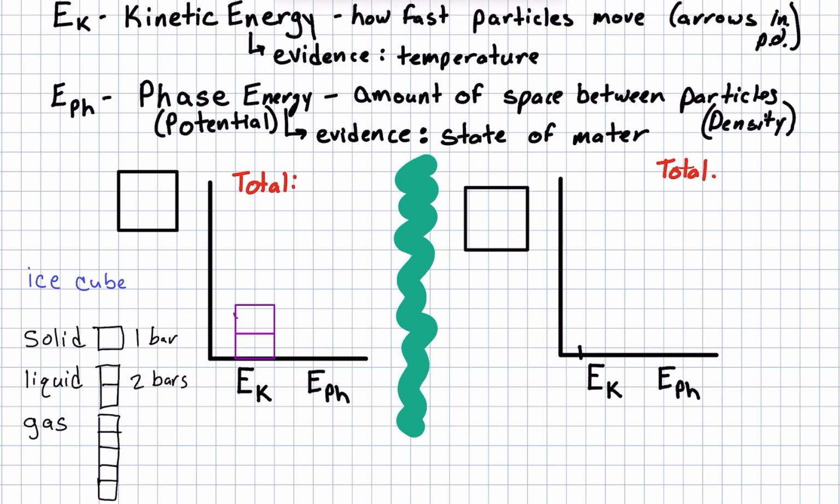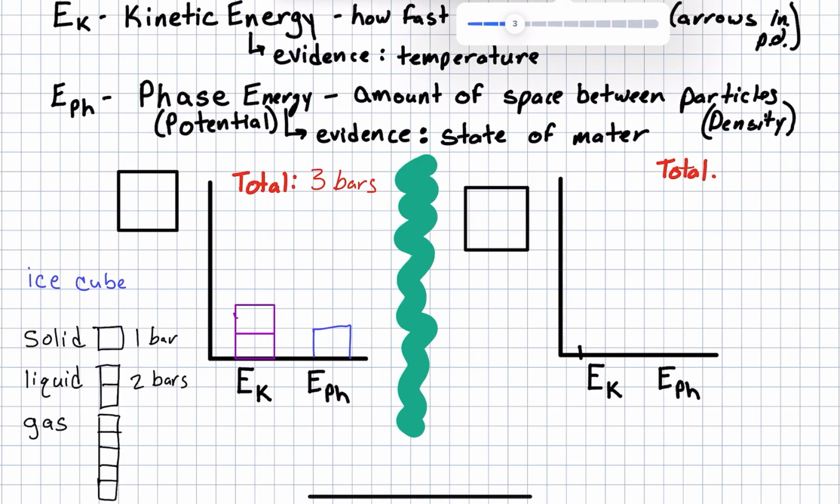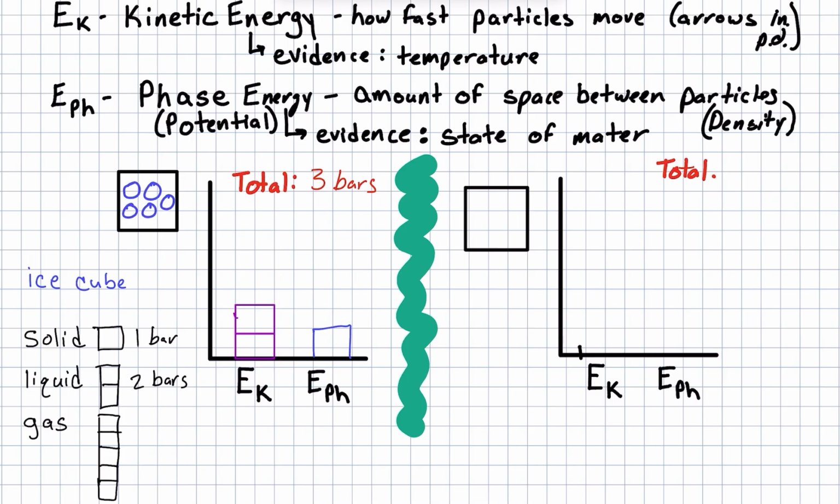Since this is a solid, that tells me that my indication says a solid is 1 bar. So that means I have 1 bar of phase energy. So for my total energy, I have a total of 3 bars of energy being represented. What would this look like in a particle diagram? Well, in a particle diagram, it's going to be a solid. So that means that I'm going to have particles that are close together. And it means my arrows are going to be short.